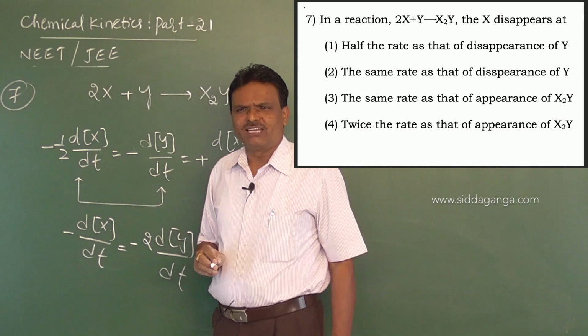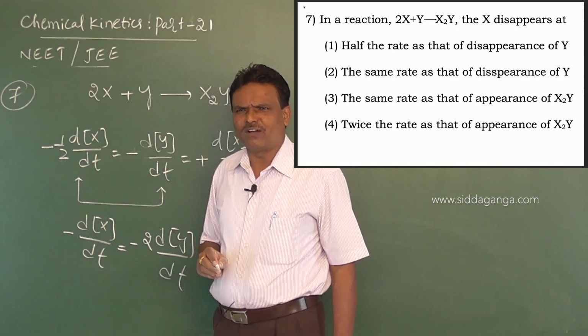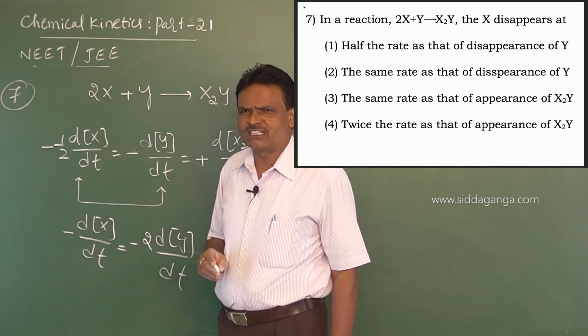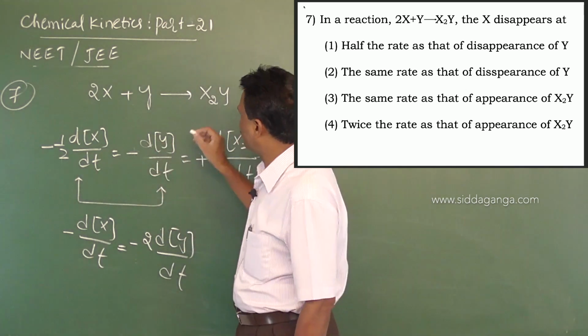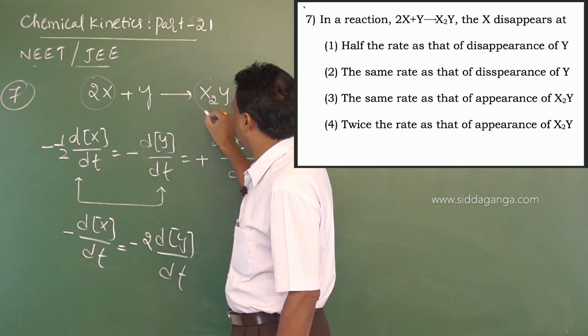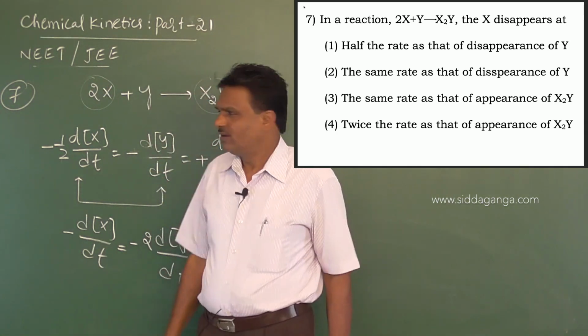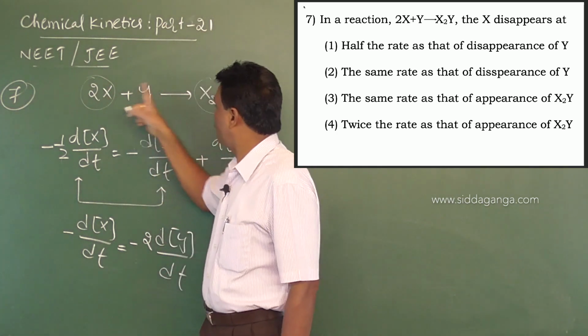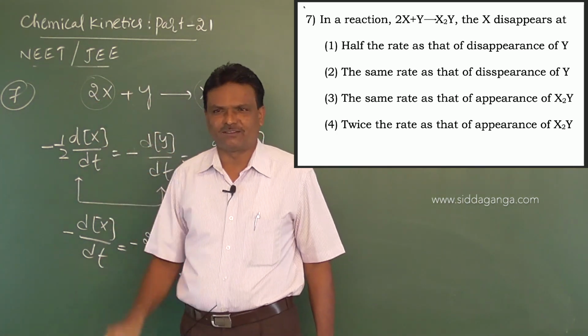Third option, the same rate as that of appearance of x2y, this is also not possible because observe, there are 2 moles of x and 1 mole of x2y. If there were the same number of moles, there would be the same rate.